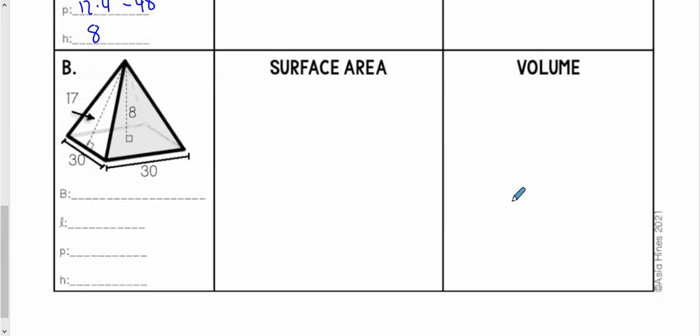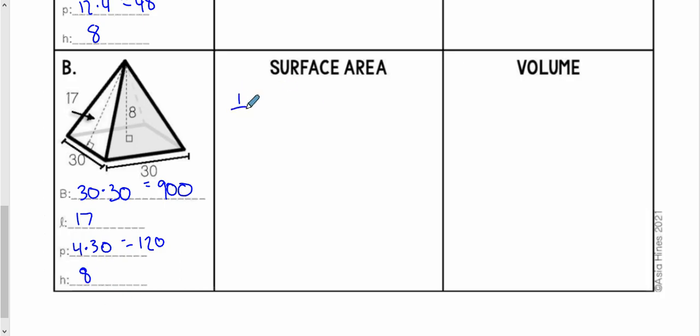Let's try another one. The area of the base here is 30 times 30, 900. The slant height is 17. The perimeter of the base is 4 times 30, which is 120. And the height of the pyramid is still 8.